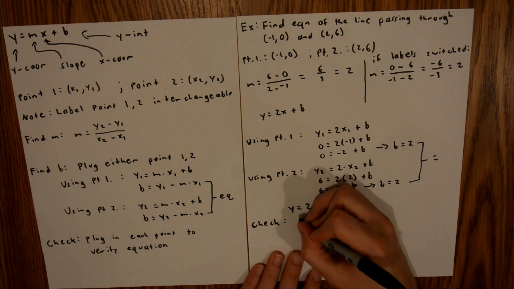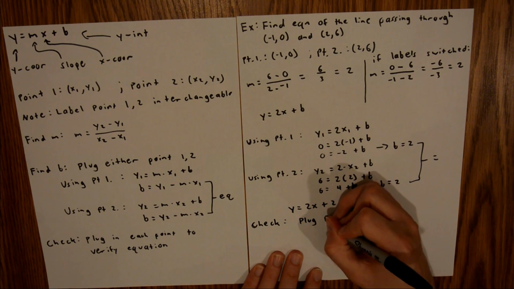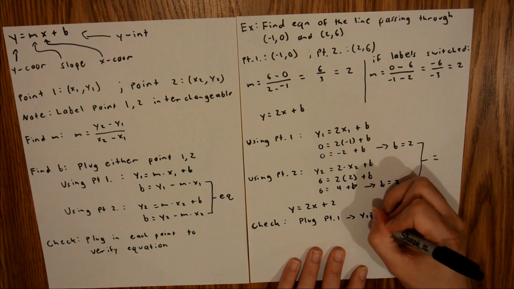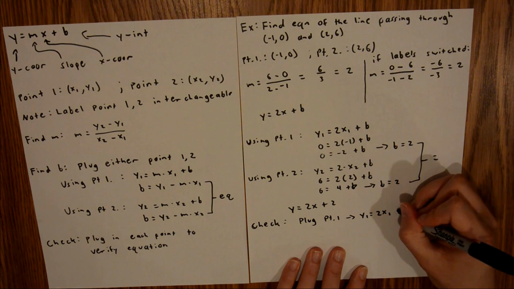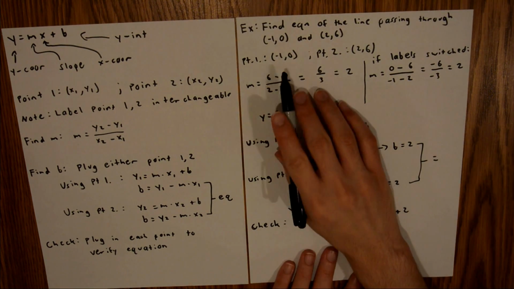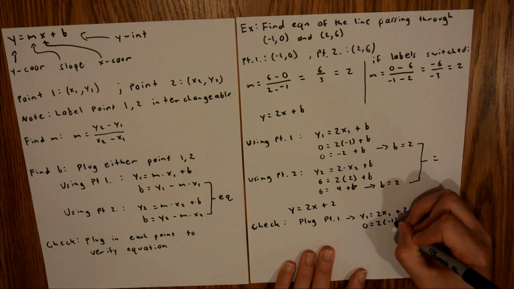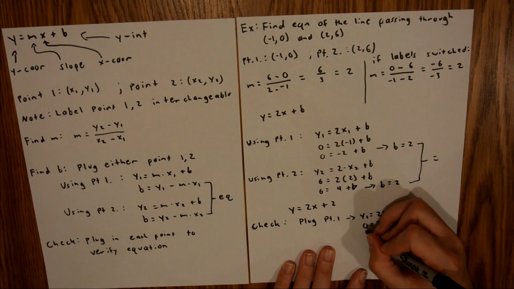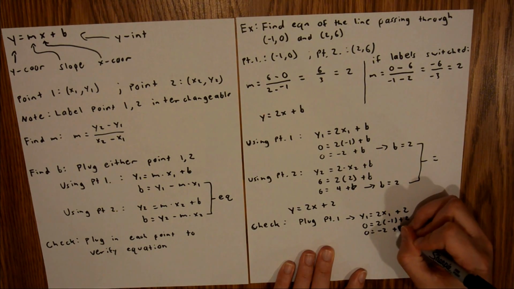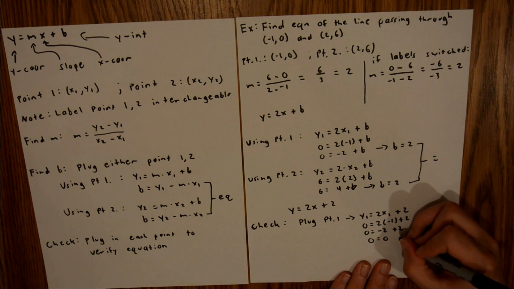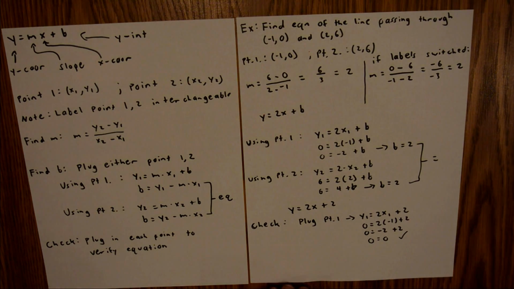And so what we'll do is plug in point 1. And so what that'll do is it'll be y1 is equal to 2x1 plus 2. And so now if we plug in point 1, we'll have 0 is equal to 2 times -1 plus 2. 0 equals -2 plus 2. That'll give us 0 equals 0. That's a true statement. So check. So that point is satisfied.